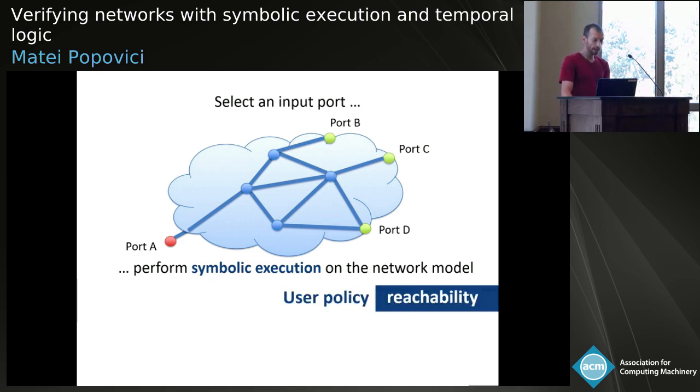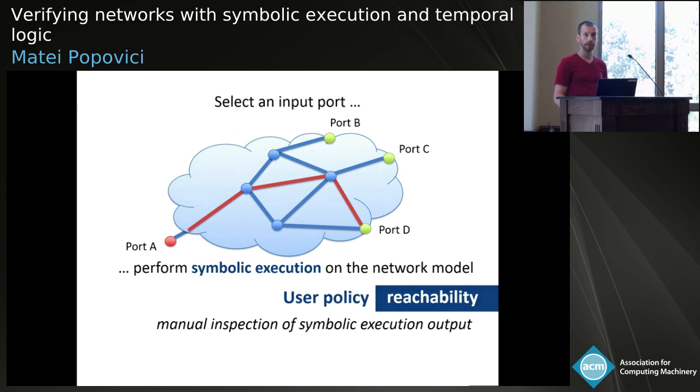So, if the objective is to check reachability, for instance, between ports A and D of the network, then we simply run symbolic execution. We look at the output, at the execution paths, and we manually inspect them. And if we find a path on which port D is reached, then we can report that such a policy is satisfied. And if you have any questions, you can stop me, I guess.